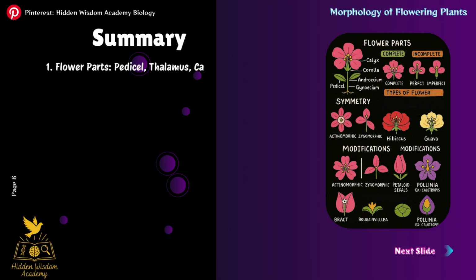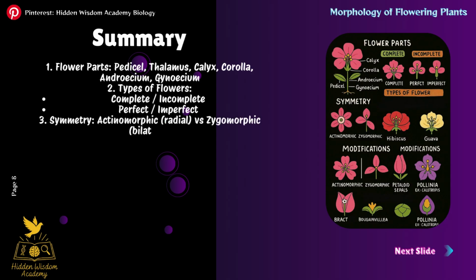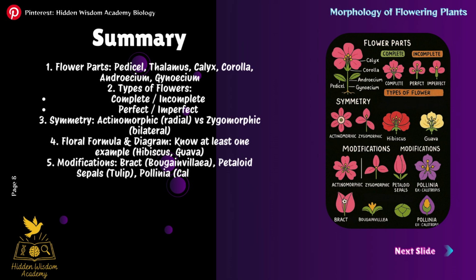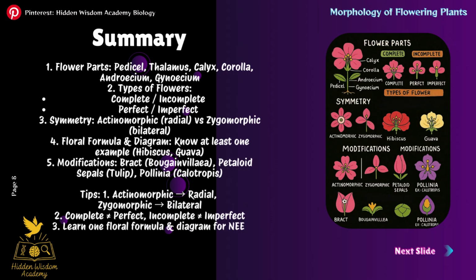Let's quickly summarize what we learned about flowers. A typical flower has pedicel, thalamus, calyx, corolla, androecium, and gynoecium. Flowers can be complete or incomplete, and perfect or imperfect. Actinomorphic flowers have radial symmetry, while zygomorphic flowers have bilateral symmetry. Learn at least one floral formula and diagram, like hibiscus or guava. Flower modifications are important too: bracts in bougainvillea, petaloid sepals in tulip, and pollinia in calotropis. Remember the keywords, examples, and their functions, as they are often asked.